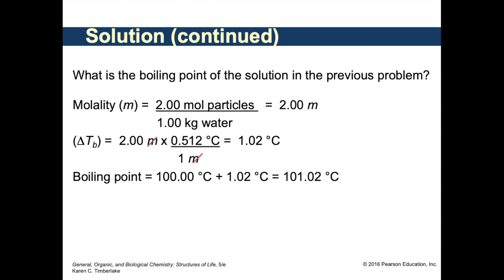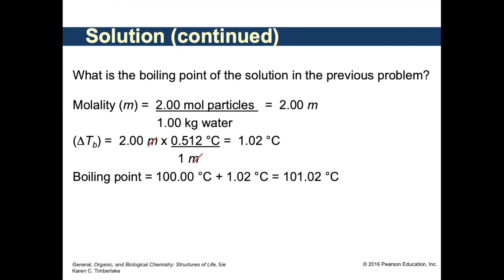Now this is where making that distinction between change and actual boiling point is kind of important, right? Because if the question asked you for the boiling point, and you said, oh, it boils at 1.02 degrees Celsius, what would be wrong with that answer? Think about how weird that sounds, right? Water boils at 100 degrees Celsius, and you're saying that this solution, which should boil at a higher temperature, is boiling at 1.02 degrees Celsius. That's significantly lower than 100 degrees Celsius, so there's something wrong with that answer.